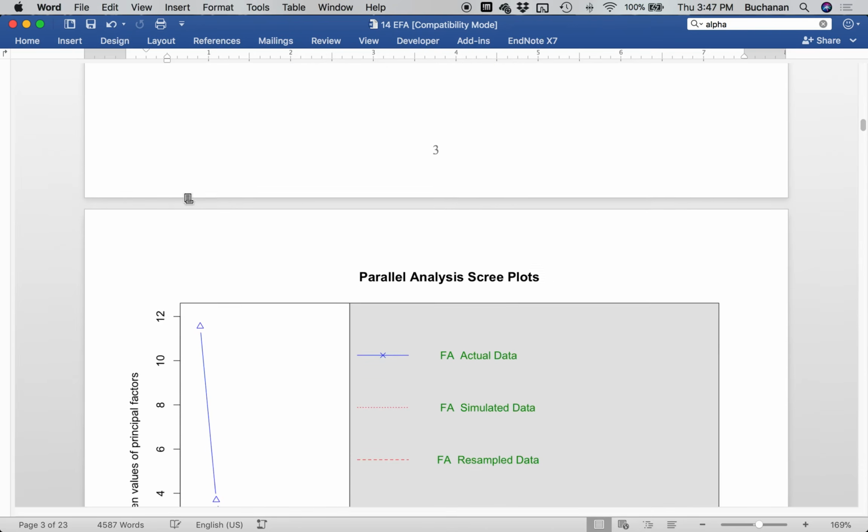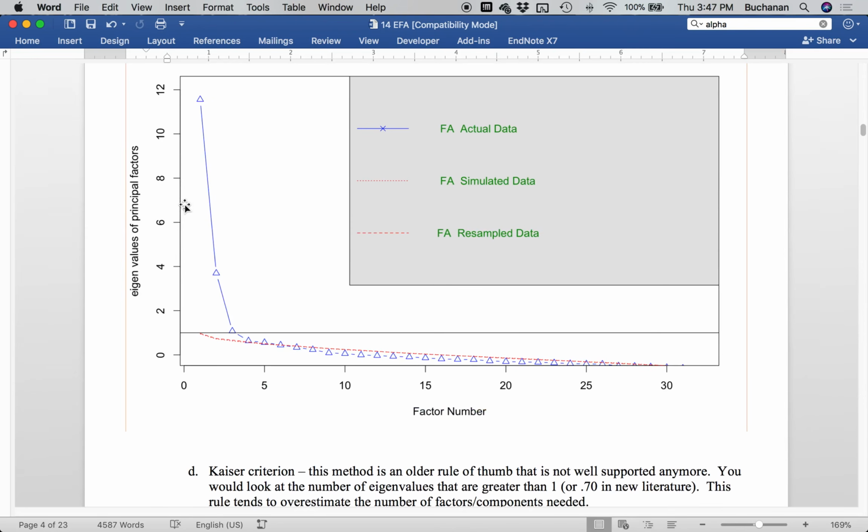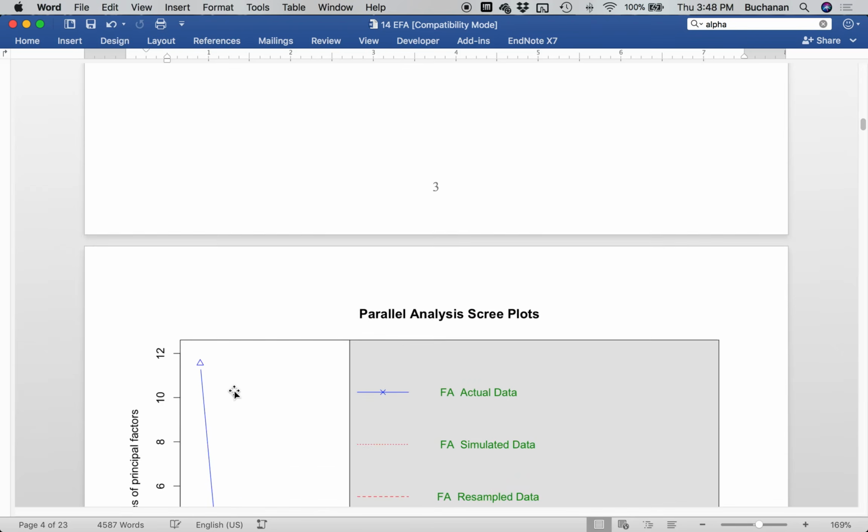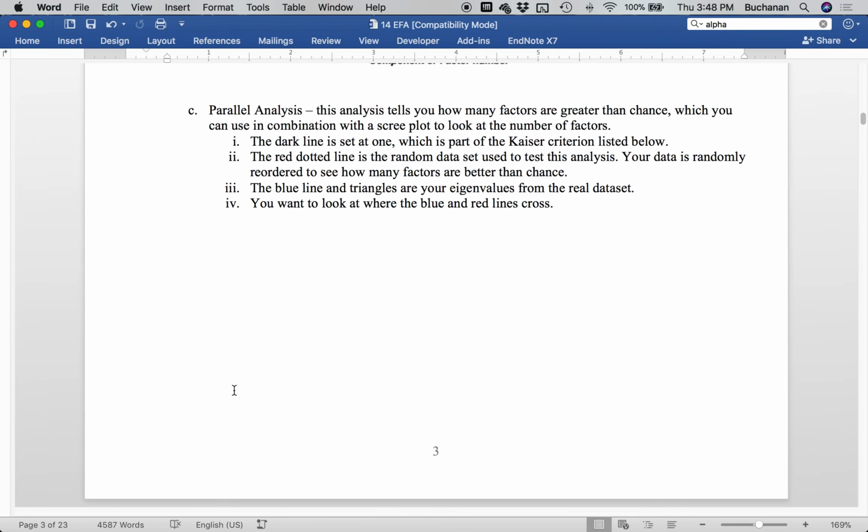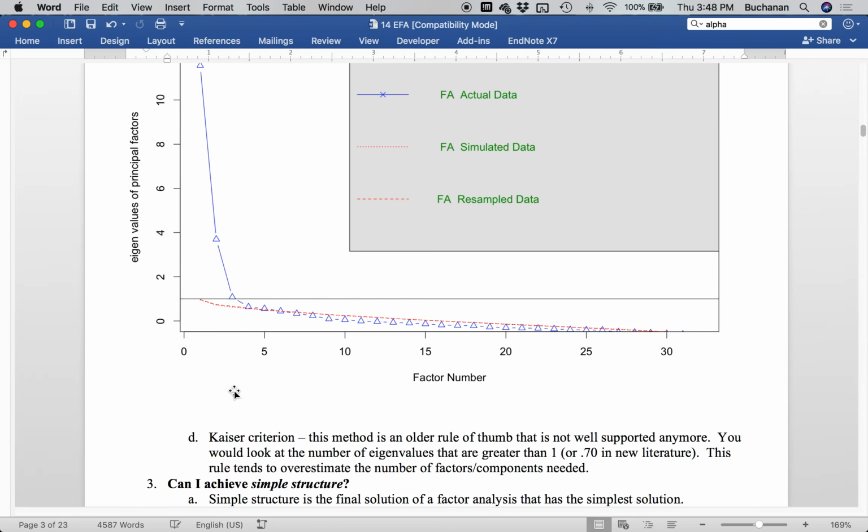So what we want to do is see the number of items that are greater than chance, and it creates a scree plot for you, part of the psych package here. The black line here is the Kaiser criterion, which we're going to get to in just a second. The red dotted line is the random data. The triangles are your actual eigenvalues. And so we're essentially looking here for where the blue lines and the red lines cross. It's really hard to read, so R will spit out a number for you as well.